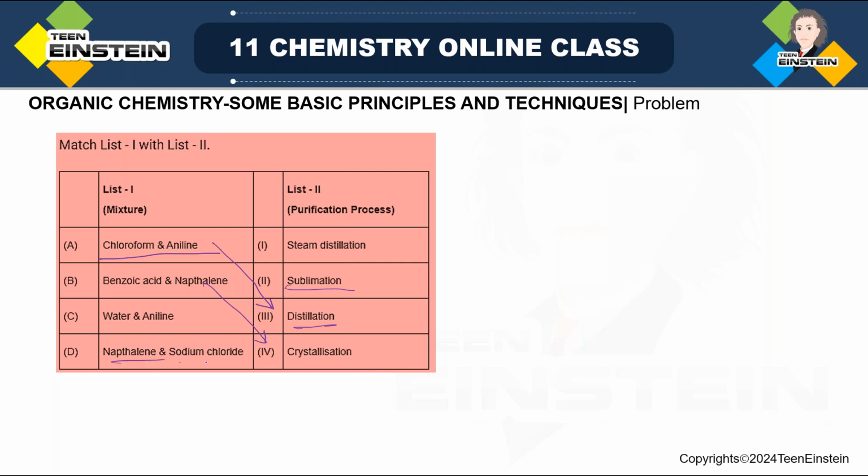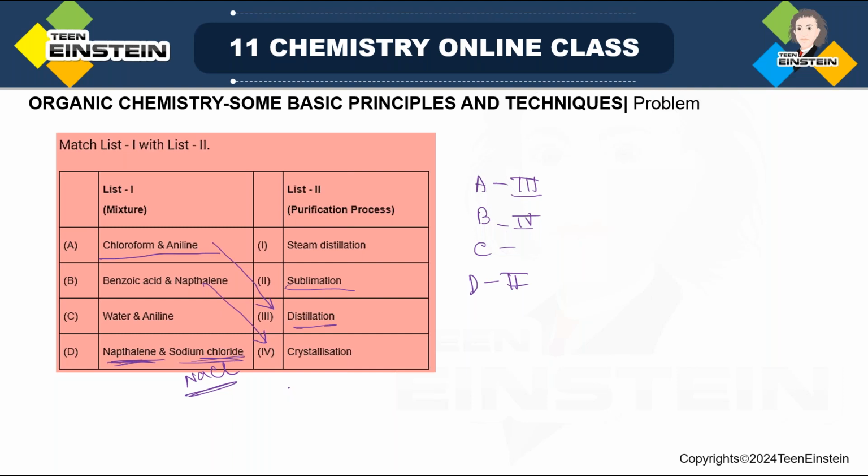Then we have again a mixture of two solids, naphthalene and sodium chloride. Now you know that sodium chloride is an inorganic compound. Naphthalene is sublimable. So for this mixture of two solids, you can simply use sublimation because only naphthalene will be sublimed, not sodium chloride. So D should be matching with 2. So D is matching with 2, A is matching with 3, right? Then B is matching with crystallization that we have already seen. Only one is left, C.